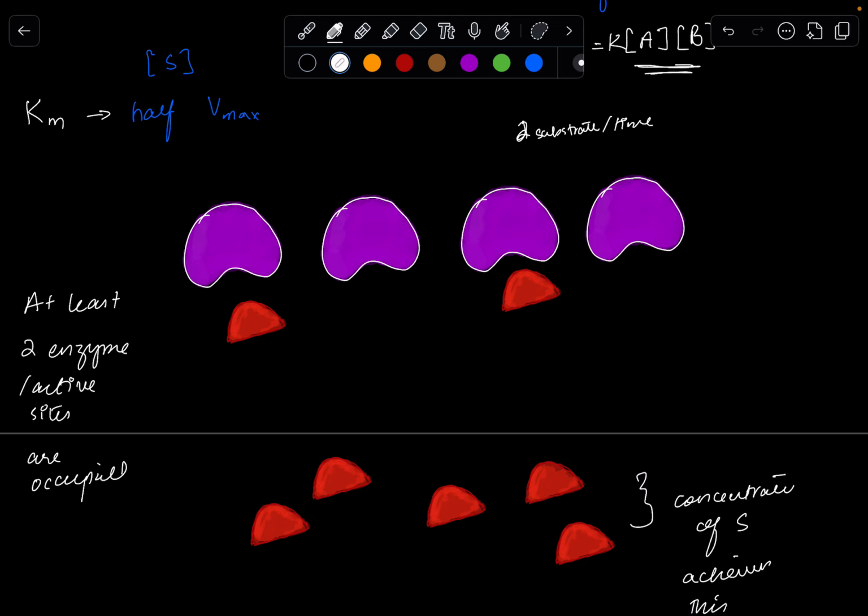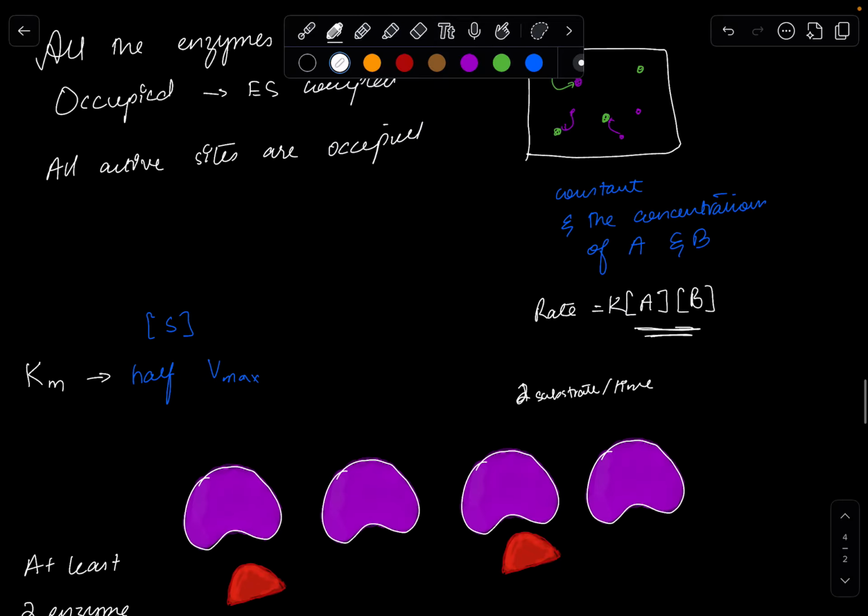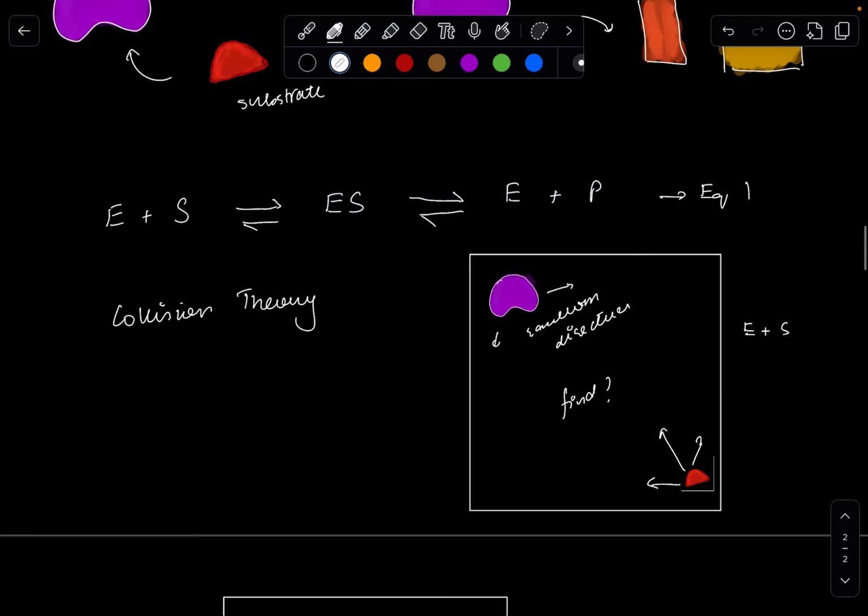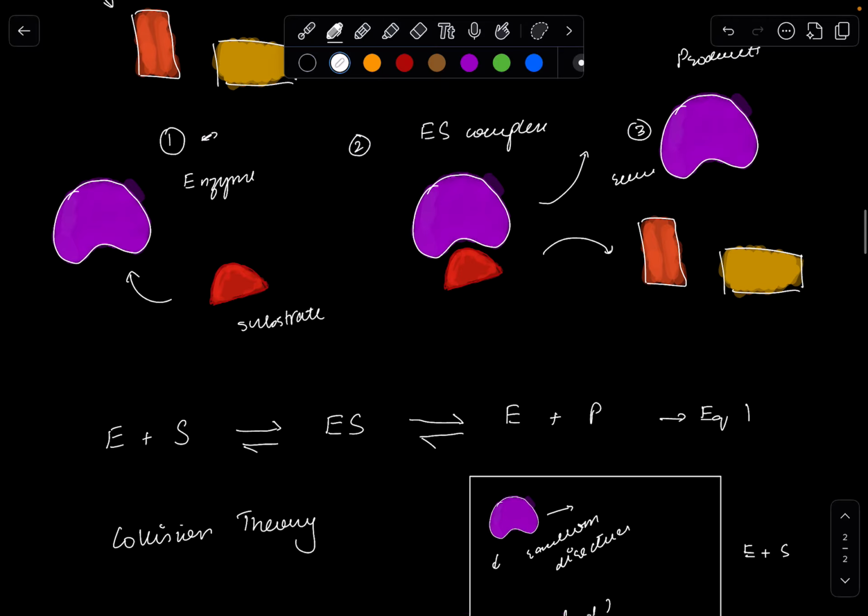And that is 25 calls. So if I have 4 enzymes, what is the concentration of the substrate required to have at least 2 of my enzymes, so half of my enzymes, in an enzyme substrate complex stage, which is this equation.